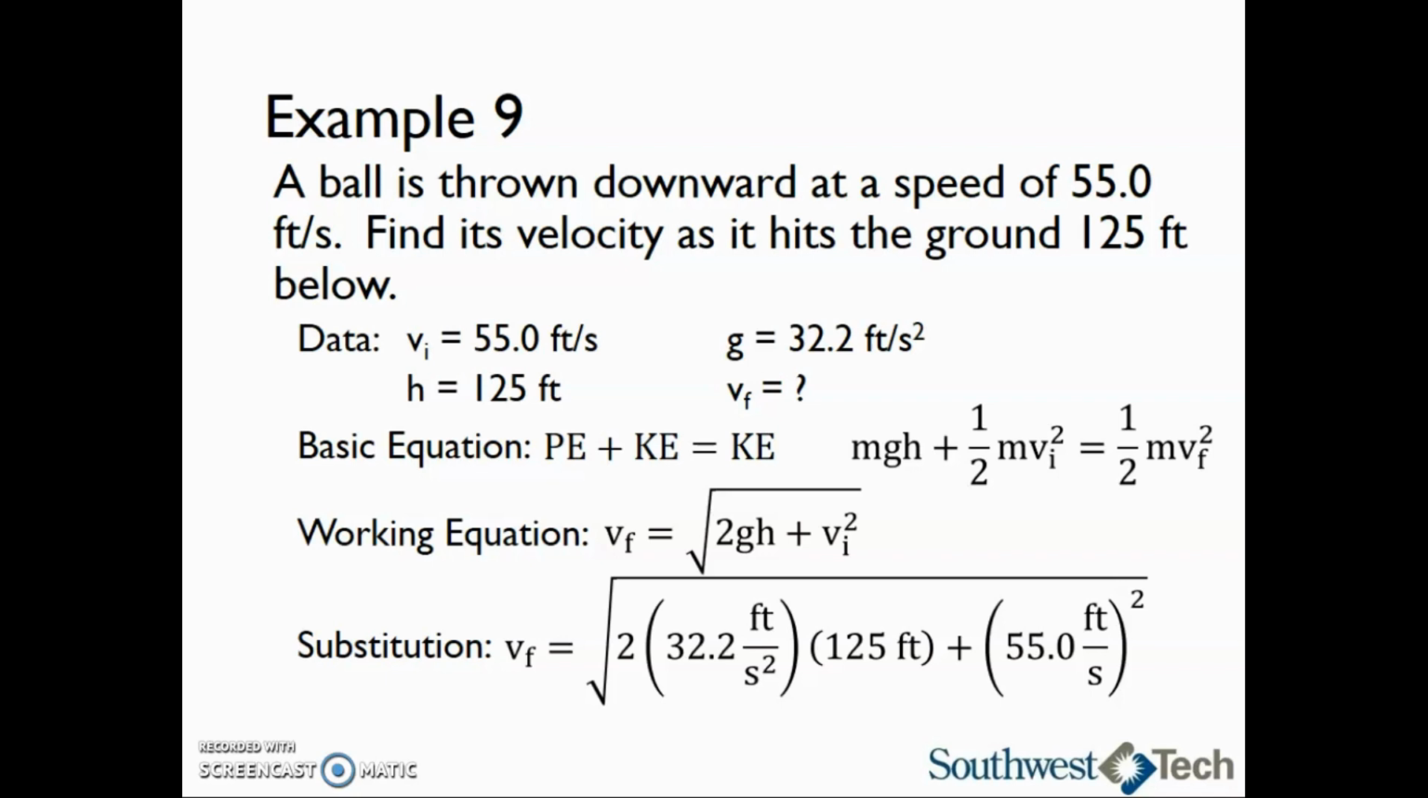Looking at units, we have feet per second squared times feet, so that gives us feet squared per second squared. Feet per second, the quantity squared, also gives us feet squared per second squared. When we take the square root of these units, we are left with feet per second, which is what we need for velocity. Calculating this, we should get a final velocity of the ball just before it hits the ground of 105 feet per second.